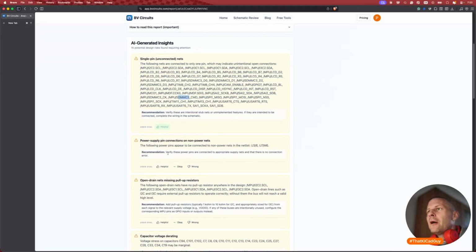So, okay. Power supply pin connections on non-power nets. The following power pins appear to be connected to non-power nets in the net list: U3 pin 6 and U7 M6. So power pins are connected to non-power nets. Okay. Might be signal, might be symbol issues or other similar things.